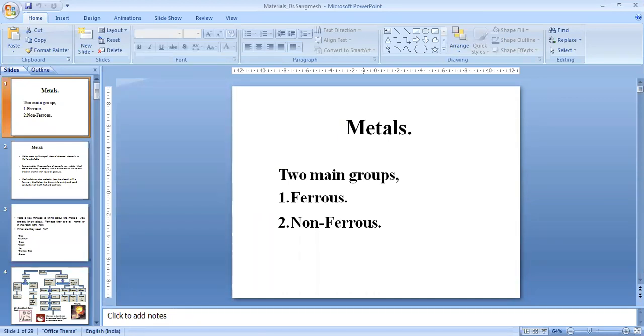We know that all material, in the sense any material which exists on the earth, comes under this. But we'll be focusing only on metals and non-metals, because as far as your syllabus is concerned, we are more interested in engineering material rather than any other.